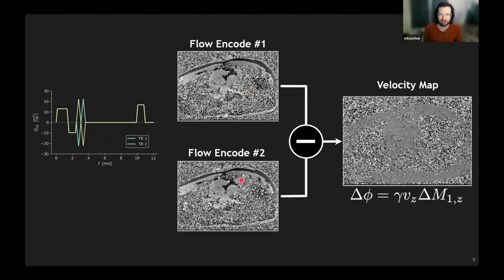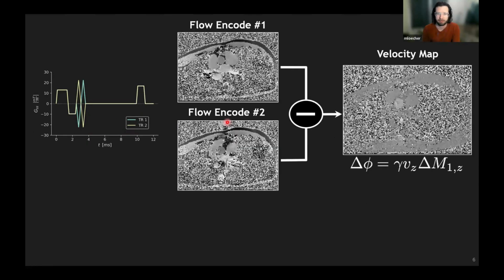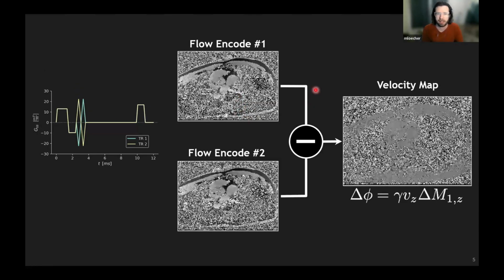But if you acquire just one of these images, what you would get is something like this. It's hard to see because most of this is air, so when you look at noise, it looks like salt and pepper noise. But if you look at static tissue, you'll see there's some non-zero phase. This should be gray. This comes from lots of sources, chemical shift, off resonance, and things. Because of that, we need to do a second acquisition with everything else the same, but a swapped bipolar gradient, so that when you subtract them, you can subtract out most of those phase errors.